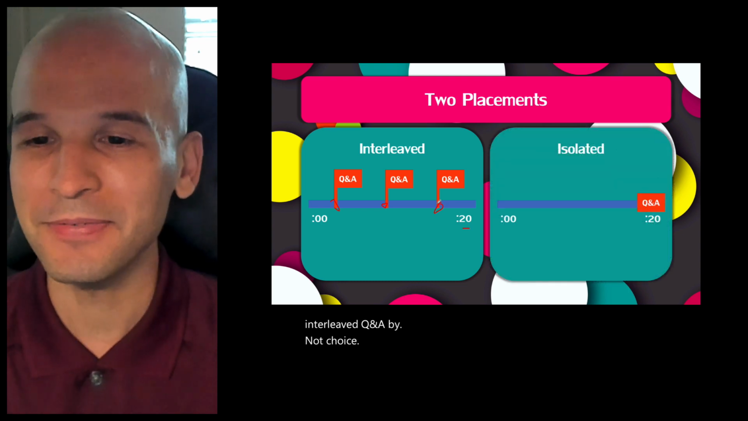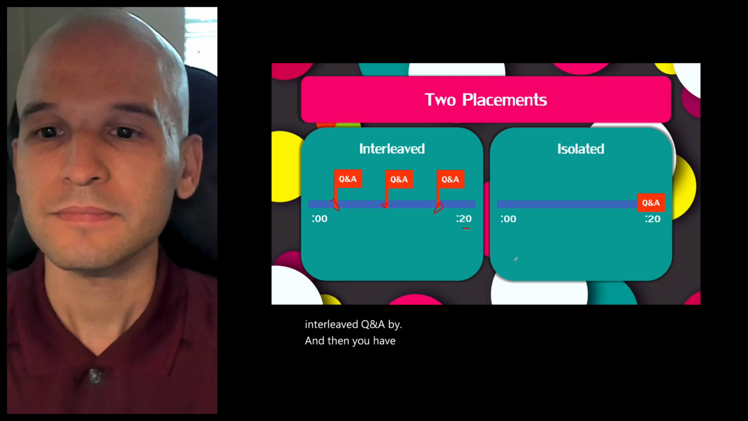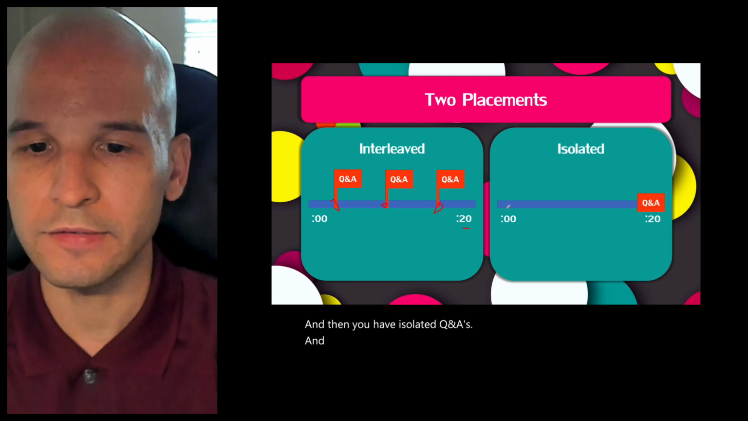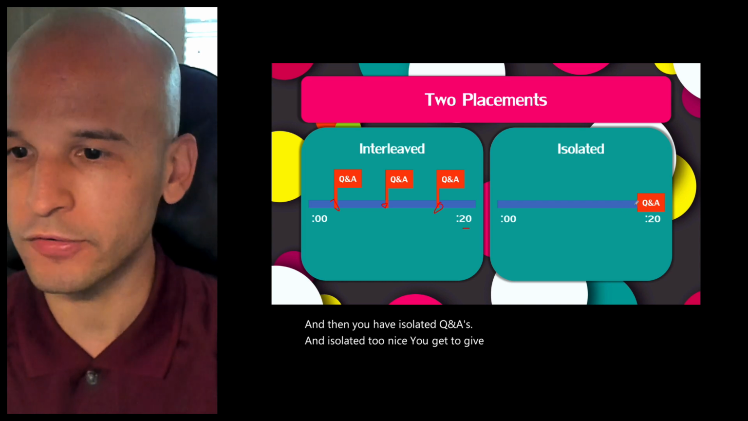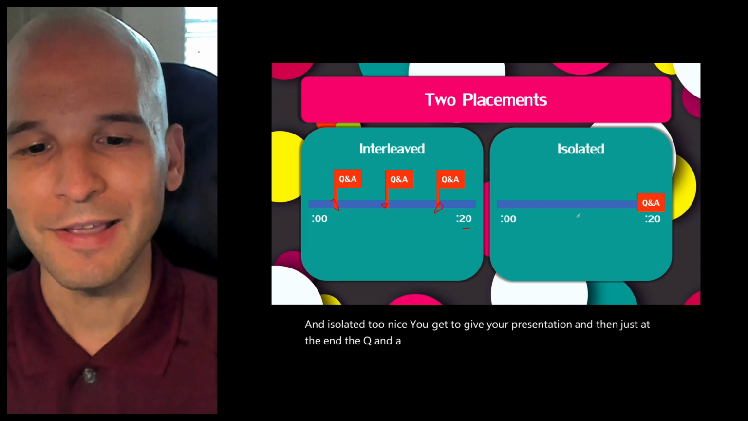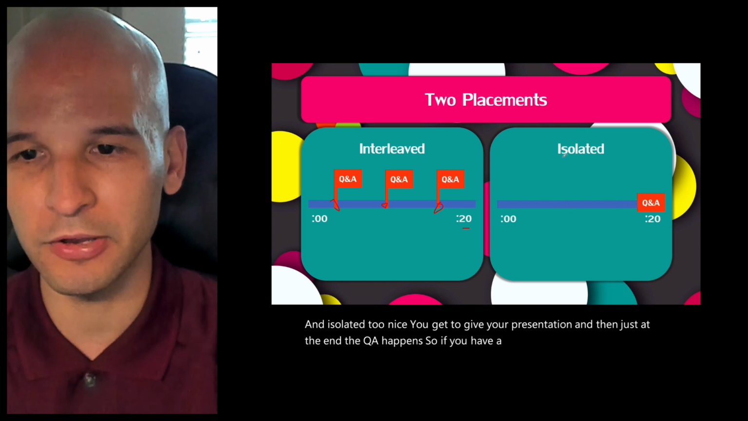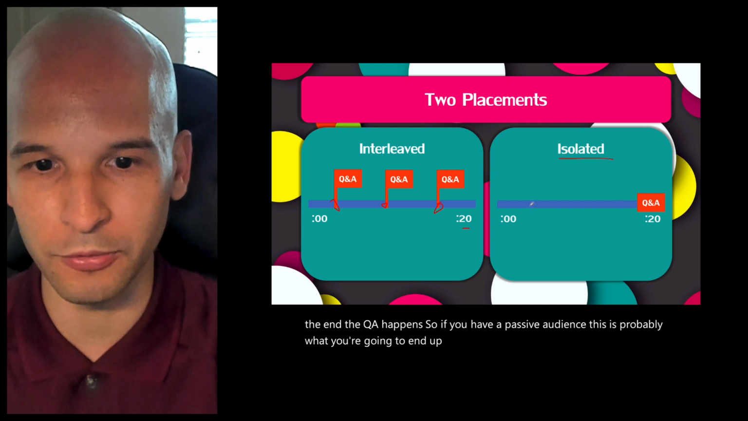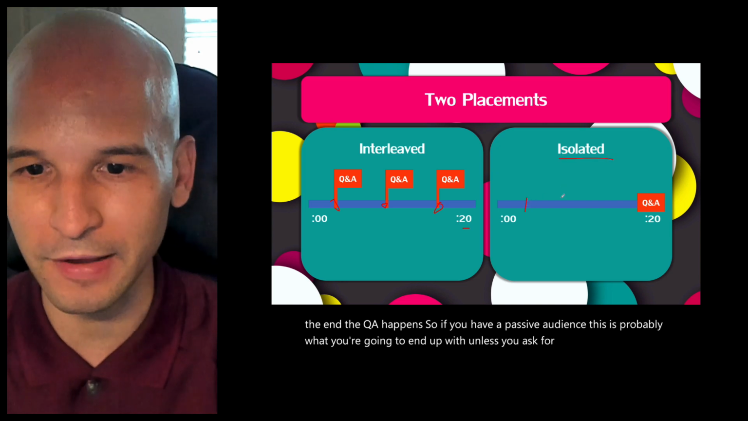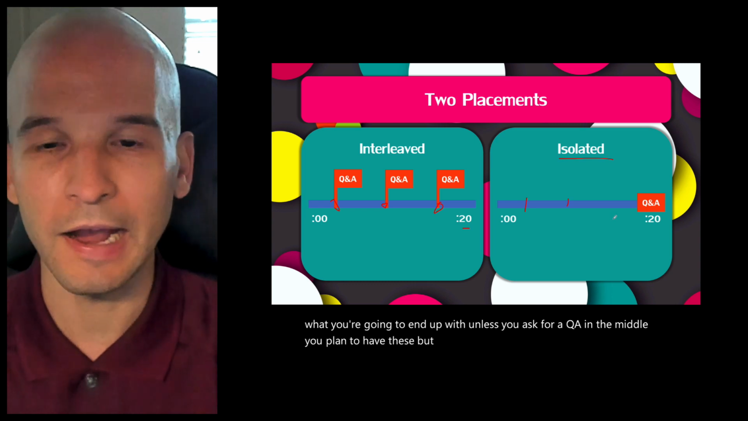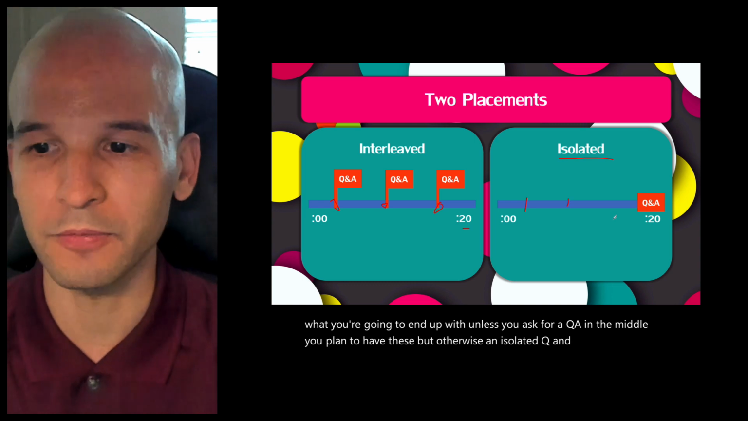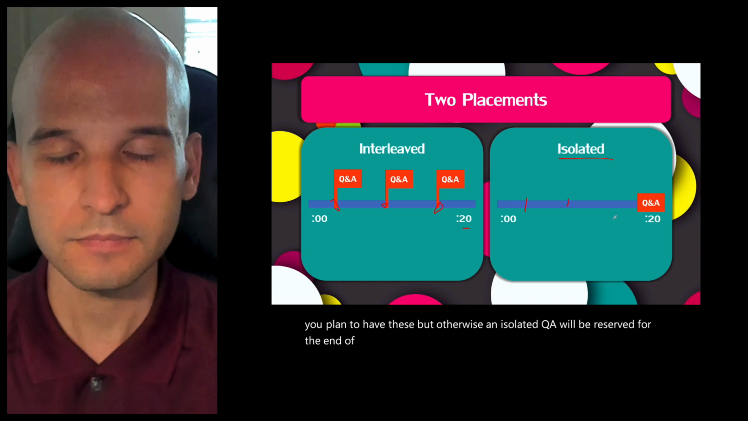And then you have isolated Q&As. In an isolated Q&A, you give your presentation, and then just at the end, the Q&A happens. If you have a passive audience, this is probably what you're going to end up with, unless you plan to have a Q&A in the middle. Otherwise, an isolated Q&A will be reserved for the end of the presentation.